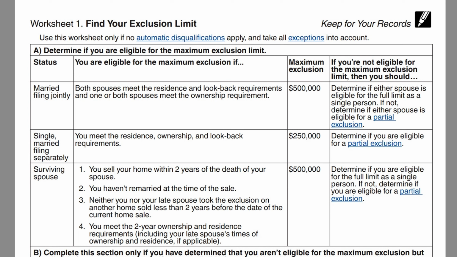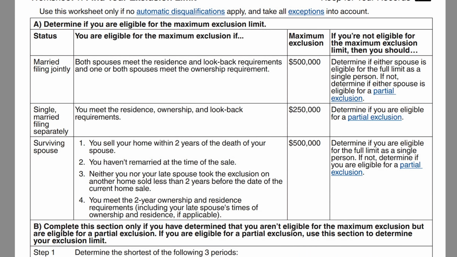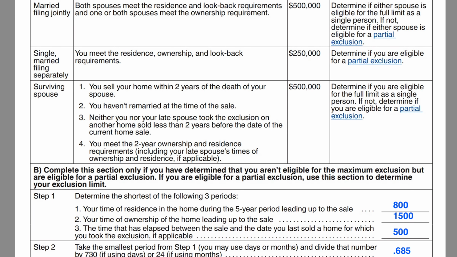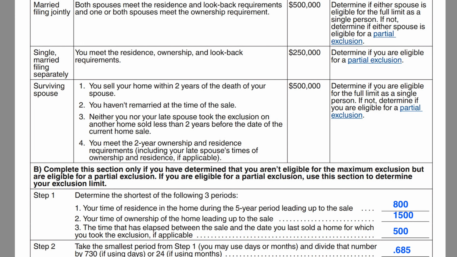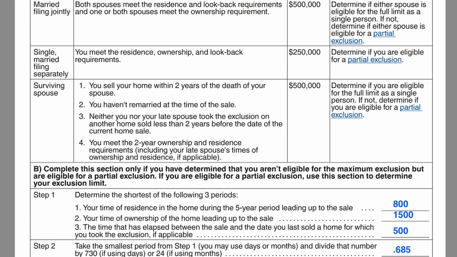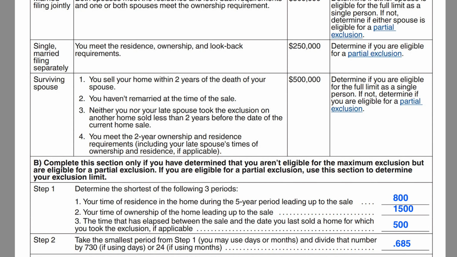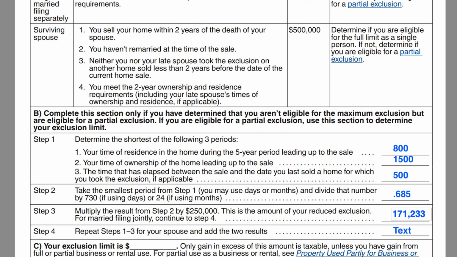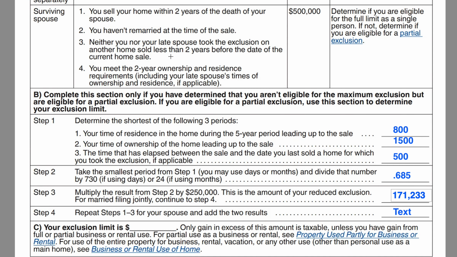So let's go to the bottom of this worksheet just to maybe highlight what you can do if you're calculating a partial gain. So what we're going to do is focus on this part B, and this is where you would complete if you've determined that you're not eligible for the maximum exclusion, but you might be eligible for a partial exclusion. So you would use this section to determine what your exclusion limit is.